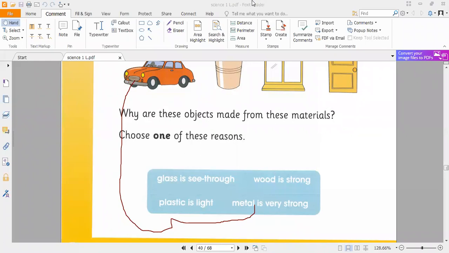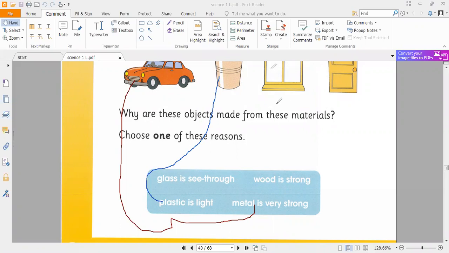Glass here, it is made of plastic. Why is it made of plastic? Because plastic is light. You can choose and match it. Plastic is light. That is why glass is made of plastic.